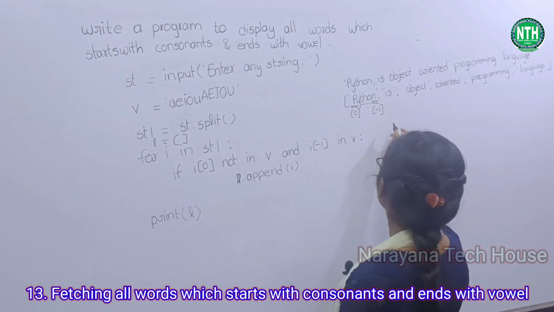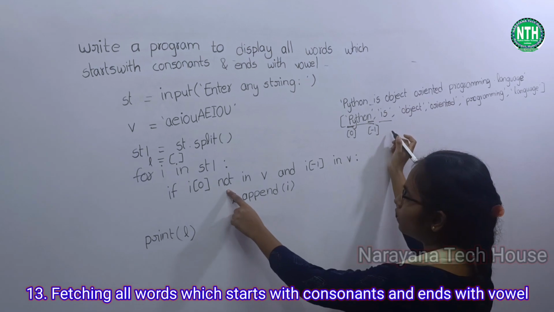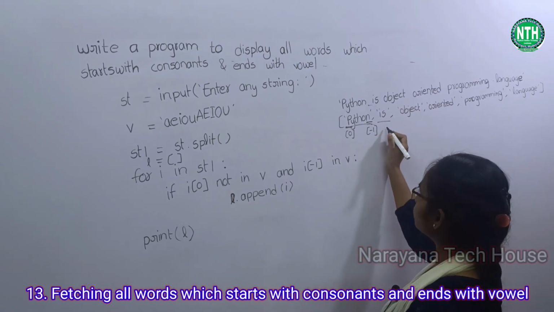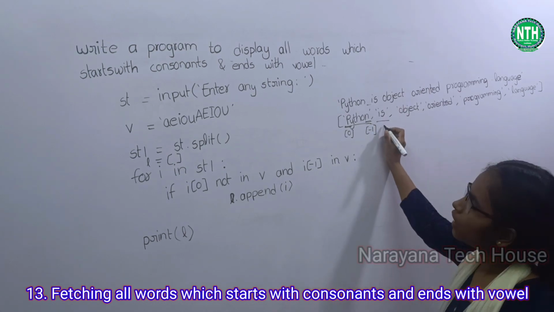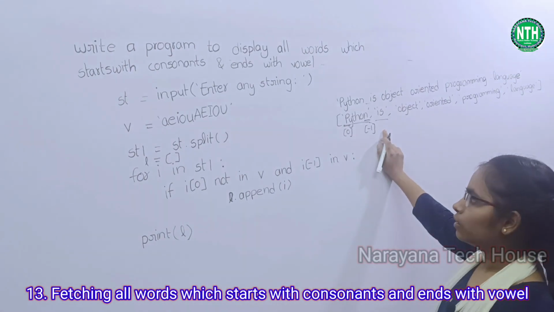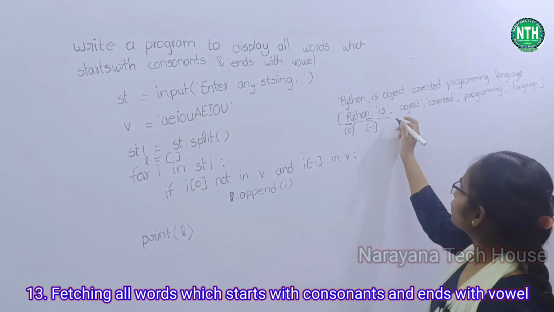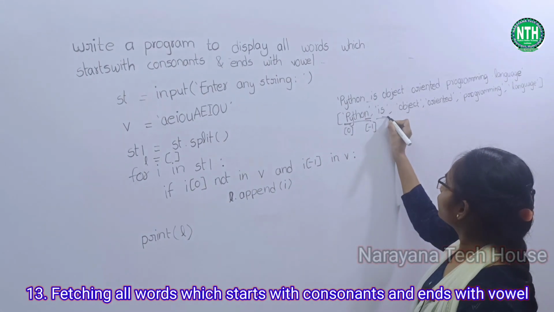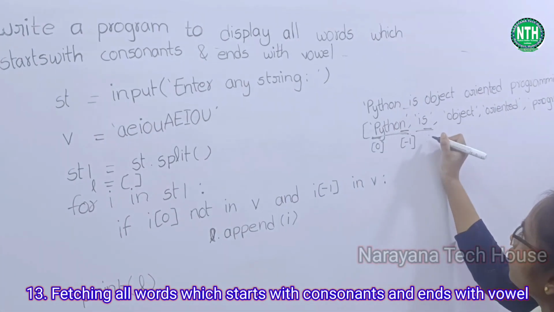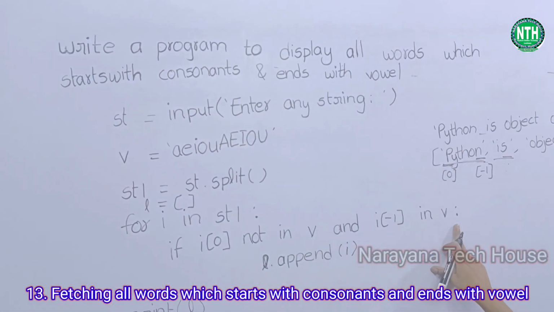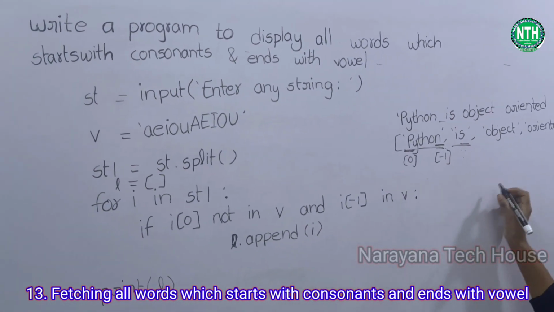Then the second i value is "is". In "is", i of 0 not in vowel. What is the i of 0 value? I, and I is a vowel. So it is false. And i of -1 in vowel: the i of -1 value is S, yes in vowel. This condition is false. So it is not added into this list.